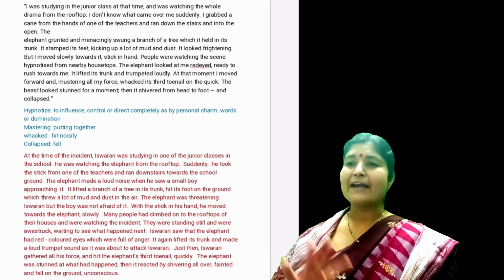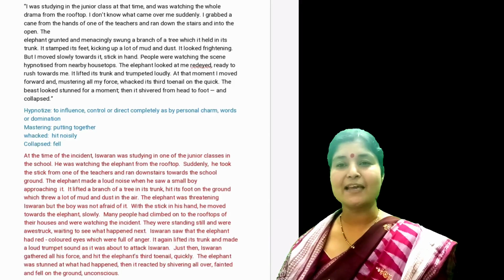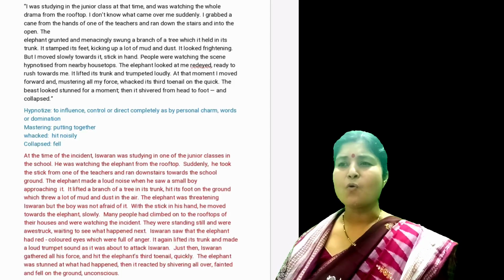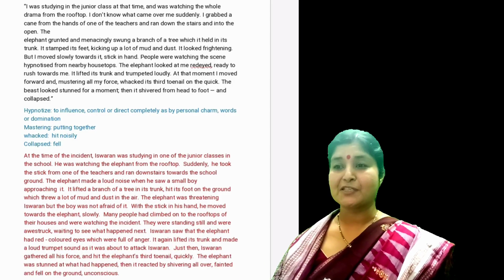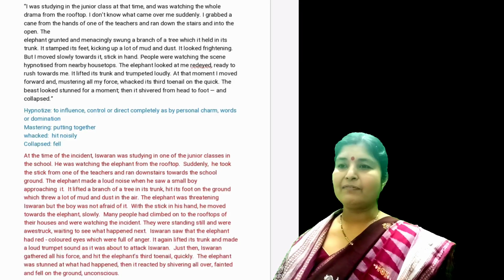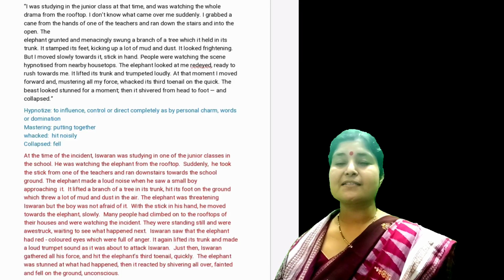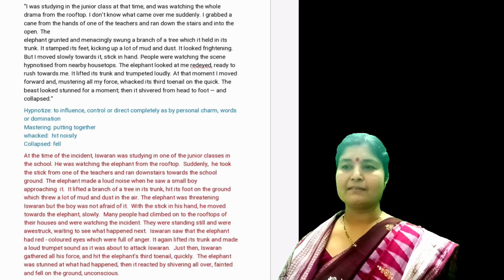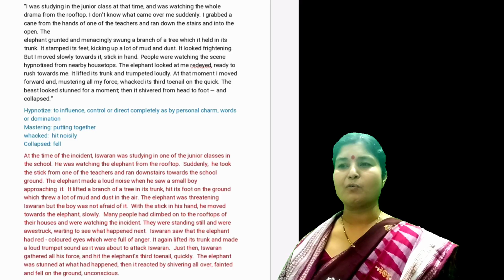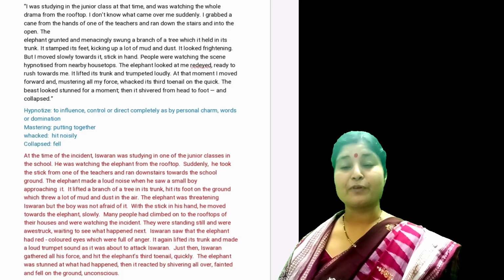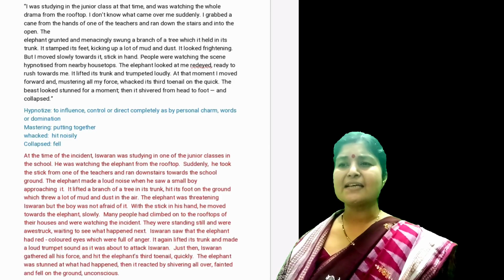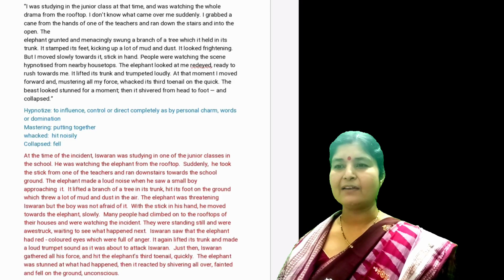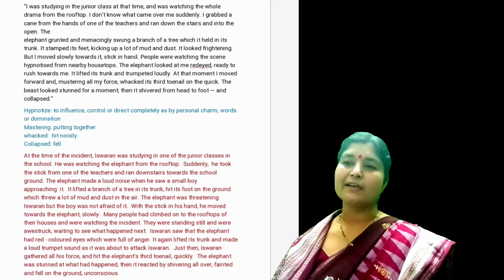So Mahendra was standing still, awestruck, waiting to see what happened next. Iswaran saw the elephant had red colored eyes which were full of anger. It again lifted its trunk and made a loud trumpet sound as it was about to attack Iswaran. Just then, Iswaran gathered all his force and hit the elephant's third toenail quickly.